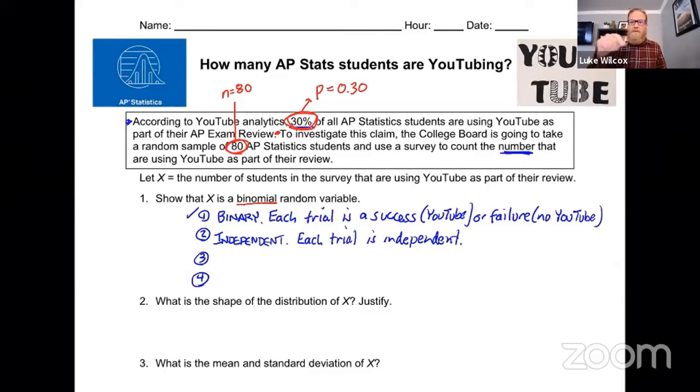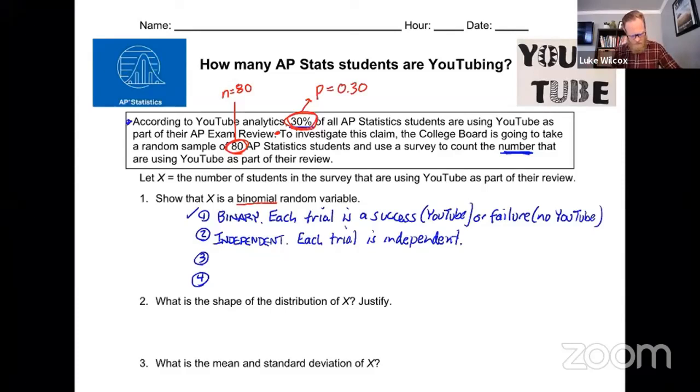In other words, once a student has been selected as part of the sample, they are not put back into the pool to be selected again. They can only be selected once. And so we know that when we take a person out, that is going to change the probability that the next person would be a YouTuber by just a tiny, tiny amount, right? And the amount is small because this sample size that we have, 80, is very, very small relative to the whole population of over 200,000 AP Stat students.